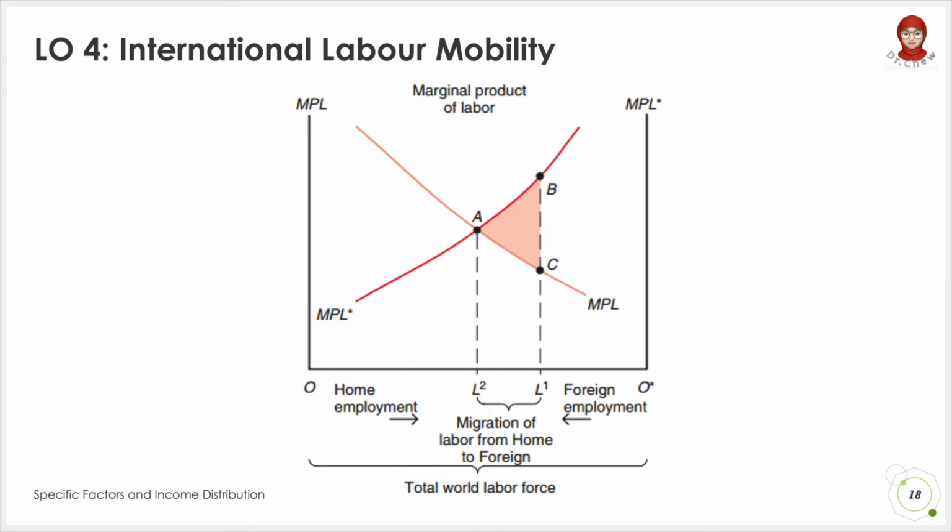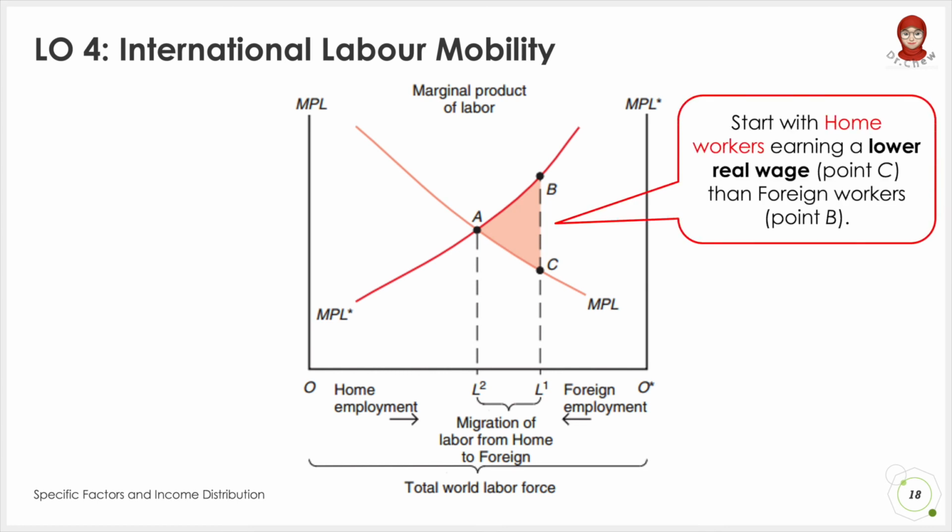This figure illustrates the causes and effects of international labor mobility. The two marginal product curves now represent production of the same good but in different countries, instead of the production of two different goods in the same country.